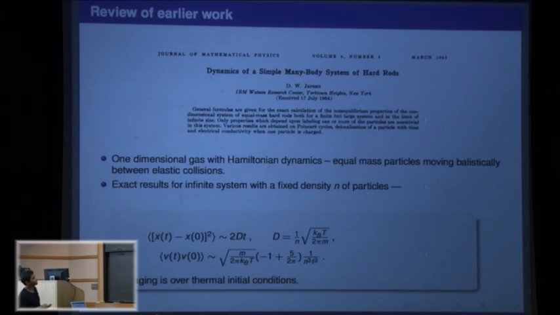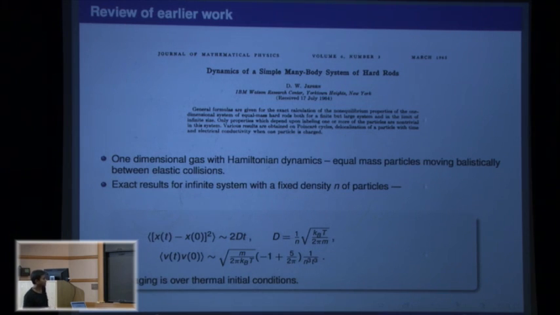One of the first papers is this paper by Jepson in 1966. It's called Dynamics of a simple many body system of hard rods. So these are just hard rods which collide elastically. It's just elastic collisions, and that's all. So equal mass particles move ballistically between elastic collisions, and this you can solve exactly.